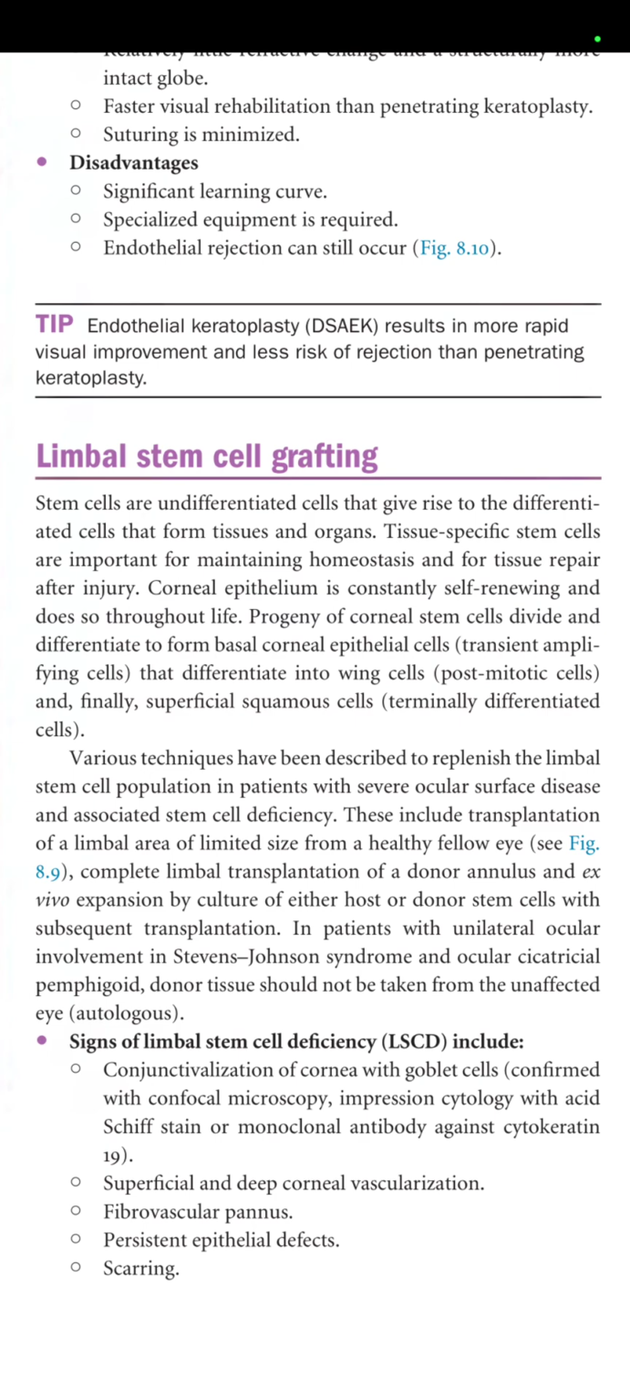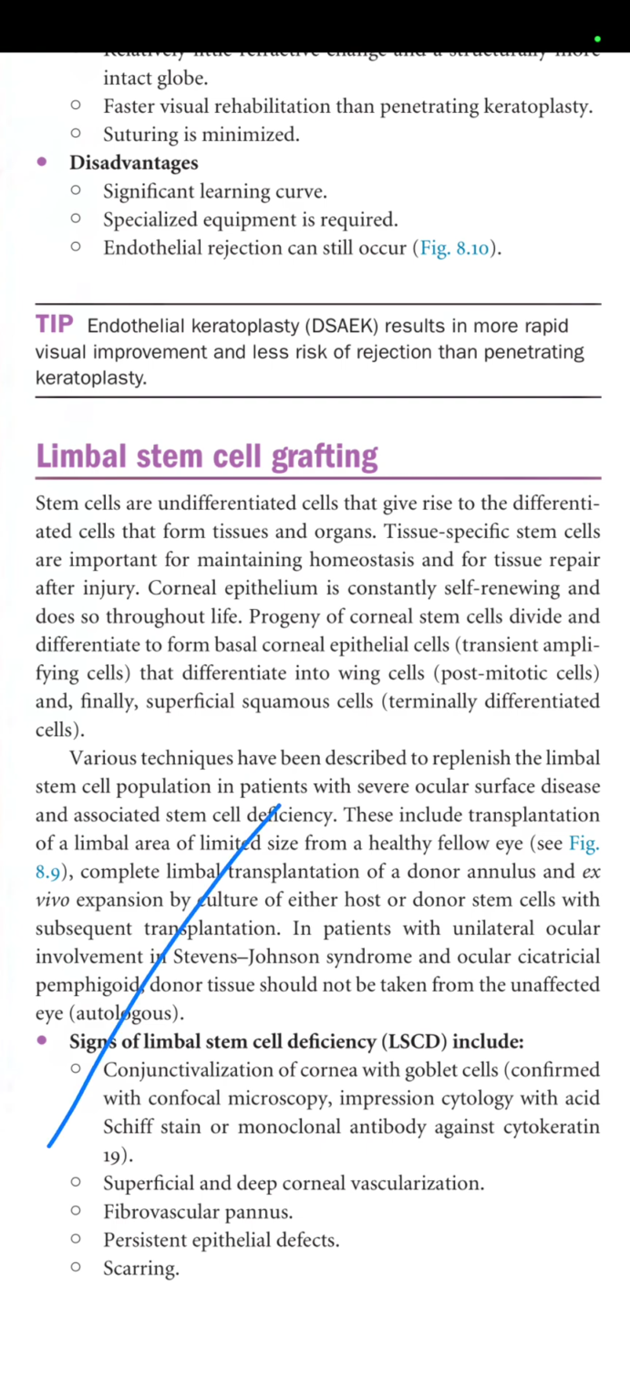Stem cells are undifferentiated cells that give rise to the differentiated cells that form tissue and organs. Tissue-specific stem cells are important for maintaining homeostasis and for tissue repair after injury. Corneal epithelium is constantly self-renewing throughout life. Progeny of the corneal stem cells divide and differentiate to form the basal corneal epithelial cells, transient amplifying cells, that differentiate into wing cells, post-mitotic cells, and finally superficial squamous cells, terminally differentiated cells.